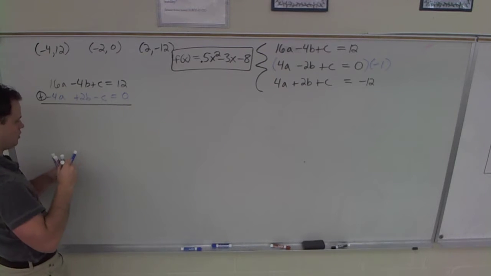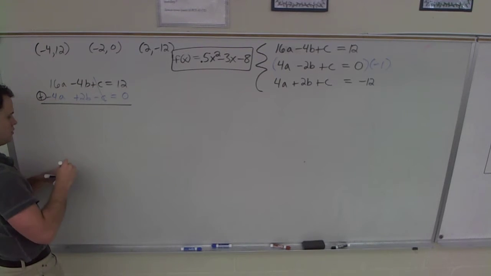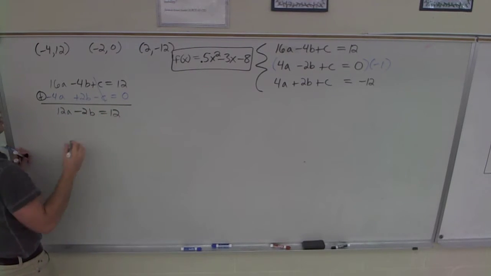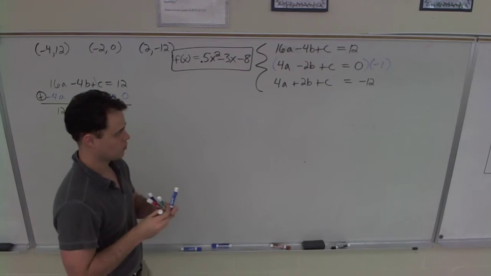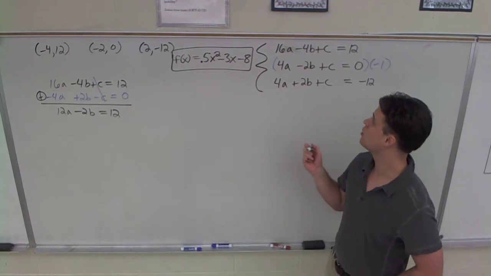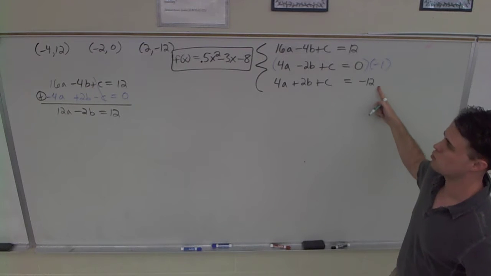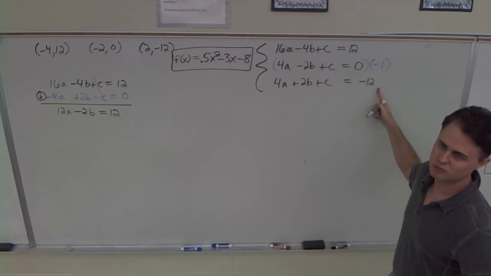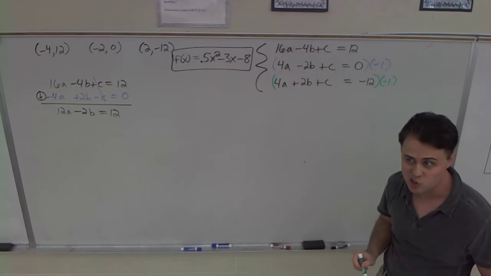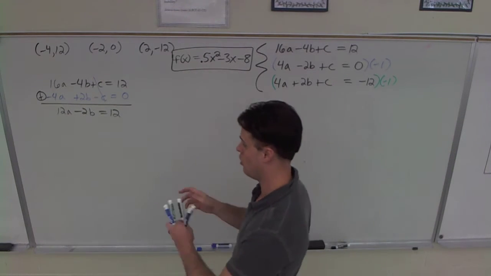I'm going to add those together so that these eliminate. So what do you have left? 16 minus 4 is 12. That's negative 2. That's 12. A and B. Now do the same thing with this one and this one, except what am I going to have to do again? Need to make the C's go away in that combination as well.